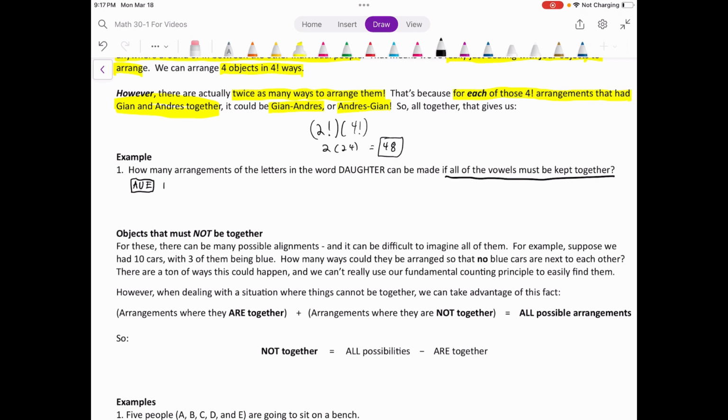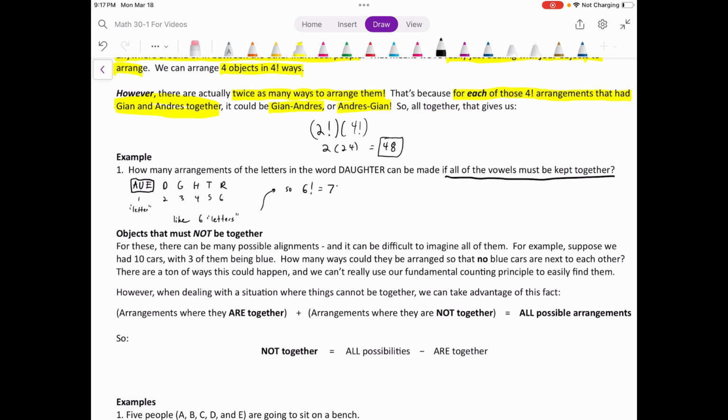What does that leave us with? It leaves us with D, G, H, T, R, right? So do you see how it's kind of like we've got one letter, and then 2, 3, 4, 5, 6? We really have here 6 objects that we're allowed to arrange, right? So it's like we have 6 letters because we're not allowed to split up those A, U, and E, okay? Now, 6 factorial is 720. There are 6 factorial ways to arrange these 6 quote-unquote letters.